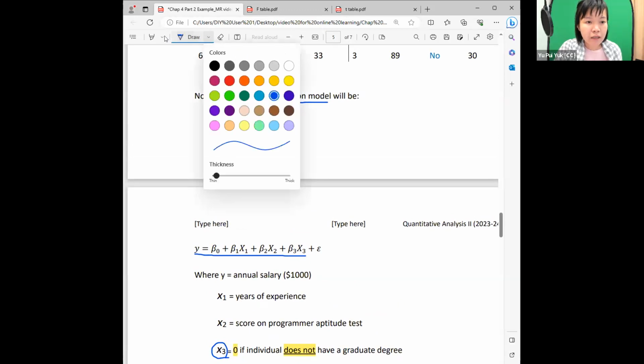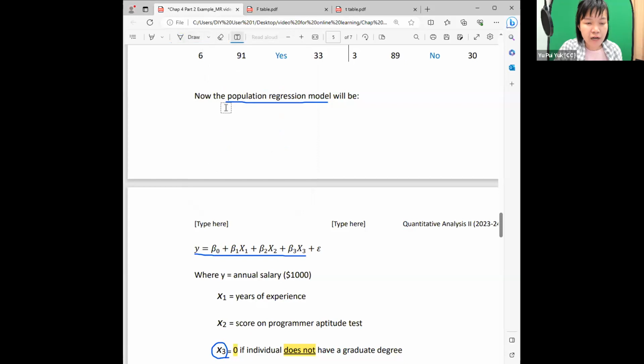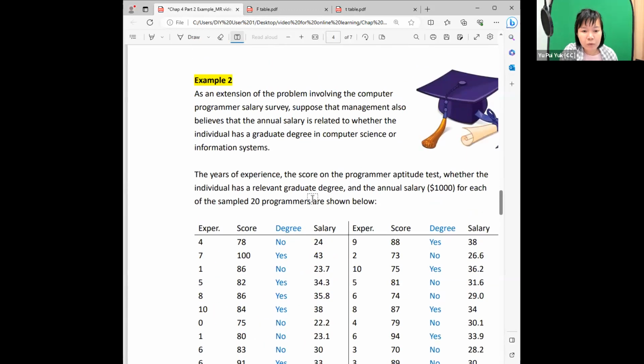And the population regression line, if you remember, cannot be found as well, because the population data set is supposed to be very large. We cannot investigate every member in the population. Therefore, what we can do is work from the sample data set.